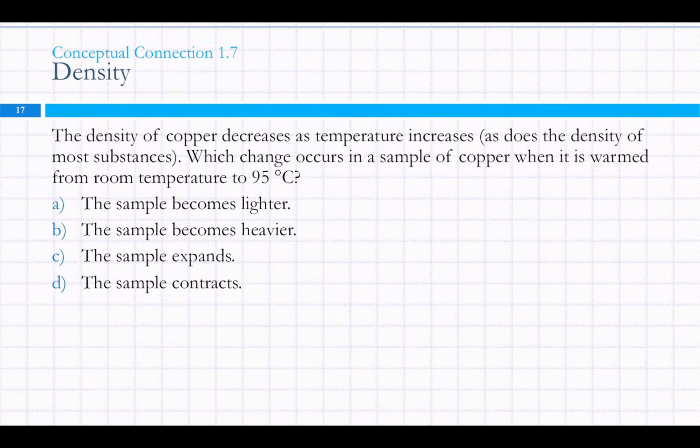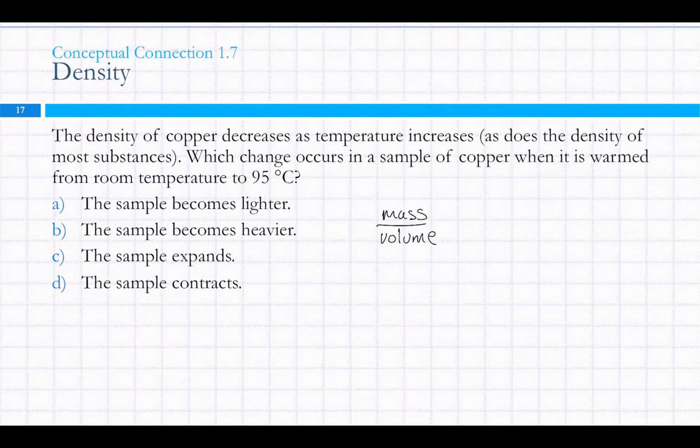So we said density depends on temperature. So which change occurs in a sample of copper when it is warmed from room temperature to 95 degrees Celsius? So we're told that the density of copper decreases as the temperature increases. So that means that as we take this copper, start at room temperature, which is lower than 95 degrees Celsius, because 95 is almost boiling. So we're increasing the temperature. So that means the density should decrease.